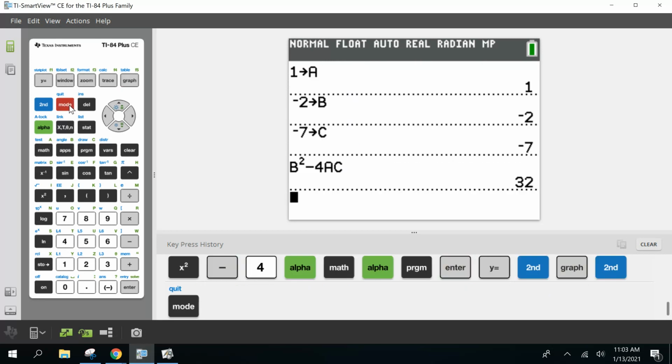You stored 1 in for A. Yes. Negative 2, using the negative sign, in for B. Oh, wait. I don't understand what I got wrong. One job, Maeve. One job.